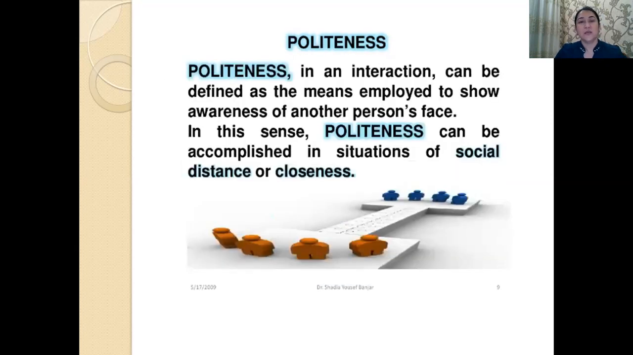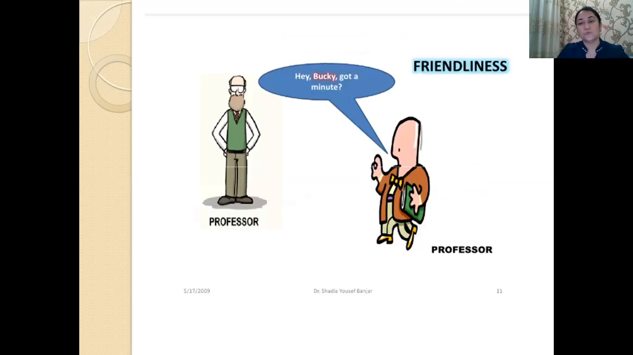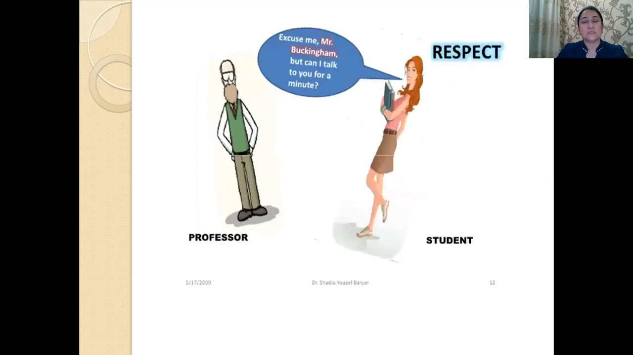Politeness in an interaction can be defined as a means employed to show awareness of another person's face. In this sense, politeness can be accomplished in situations of social distance or closeness. The interaction between two professors might be friendly, and here one can address the other by name. Hey, Bucky, got a minute? The next example is an interaction between professor and student. Here, the conversation shows respect. Excuse me, Mr. Buckingham, but can I talk to you for a minute? Here, the expressions and words like excuse me, Mr., but can I talk, show politeness, the respect to each other.